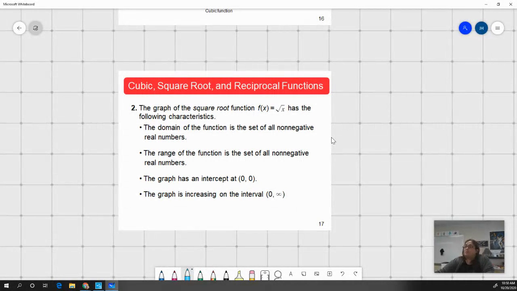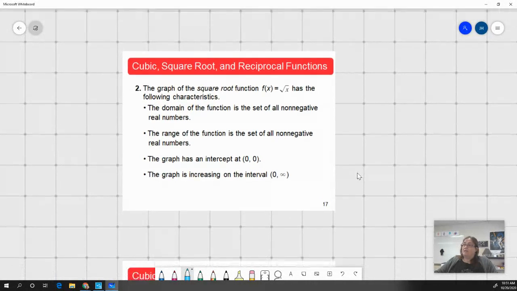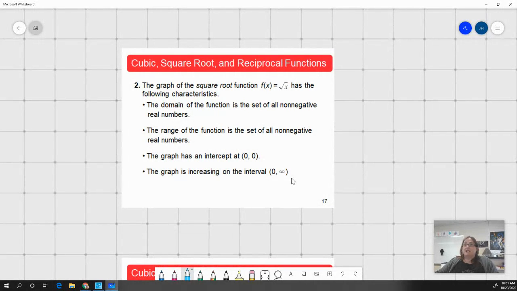The graph of a square root function has the following characteristics. The domain of the function is the set of all non-negative real numbers. It starts at 0 and goes up. We don't have negative x values in the parent function. The range is also the set of all non-negative real numbers. It only goes up. It stays in that first quadrant.